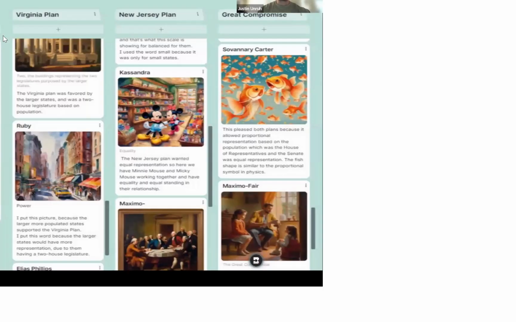There's another one I did on Padlet for the Great Compromise. We had the Virginia plan and the New Jersey plan. That's how we came up with the House of Representatives and the senators that we have today. And the Great Compromise was the middle.